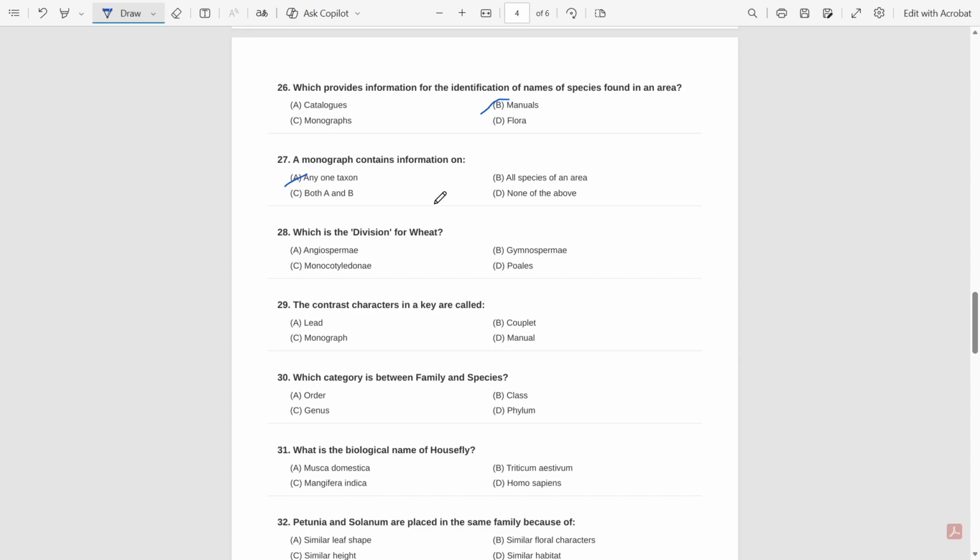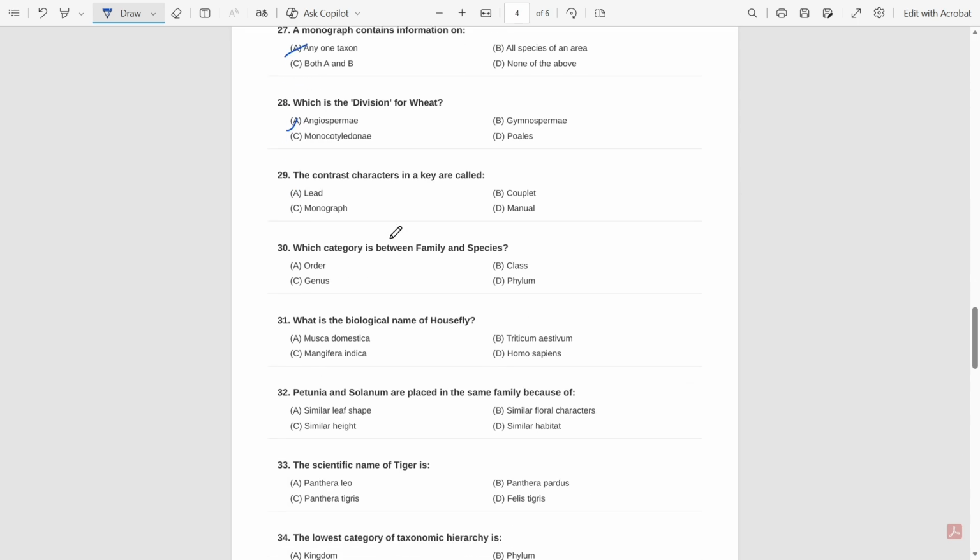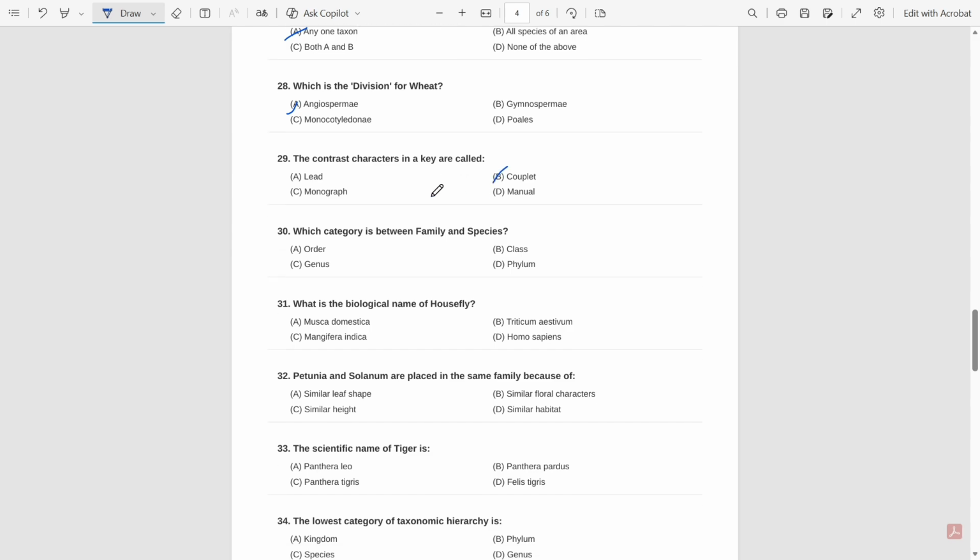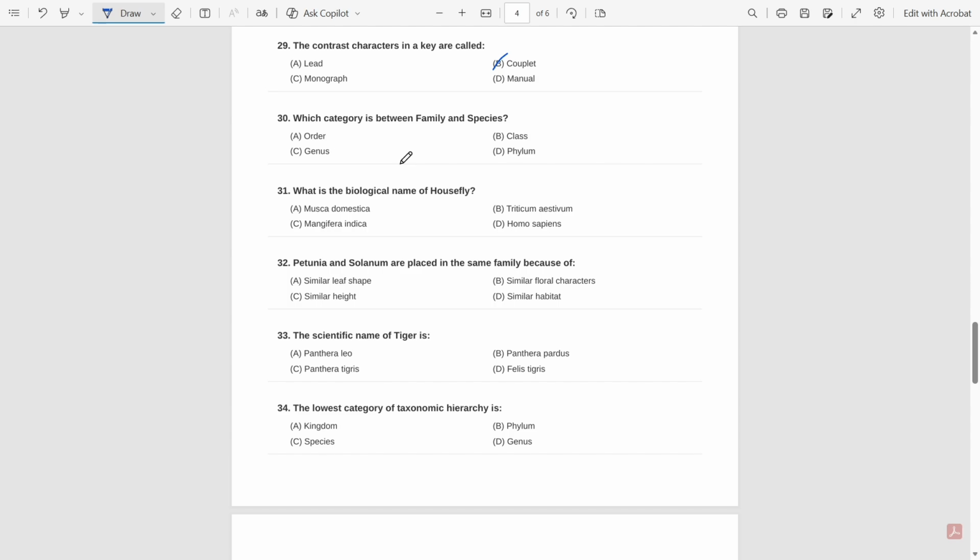28. Which is the division for wheat? A. Angiospermae, B. Gymnospermae, C. Monocotyledonae, D. Poales. A. Why wheat is a flowering plant, hence it belongs to the division Angiospermae. 29. The contrast characters in a key are called A. Lead, B. Couplet, C. Monograph, D. Manual. B. Why a couplet consists of two opposing statements used in identification keys.